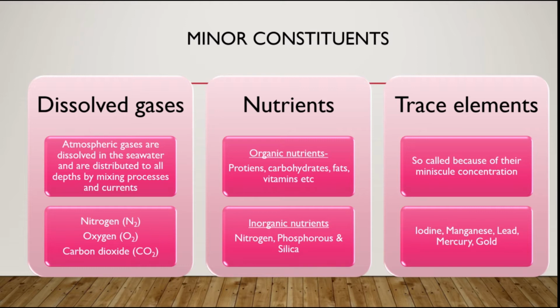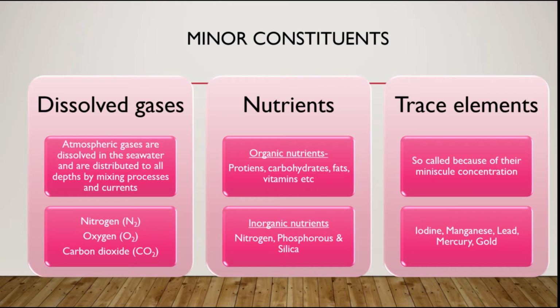First one is dissolved gases. Atmospheric gases are dissolved in the seawater and are distributed to all depths by mixing processes and currents. The most abundant gases in the atmosphere and the sea are nitrogen, oxygen, and carbon dioxide.